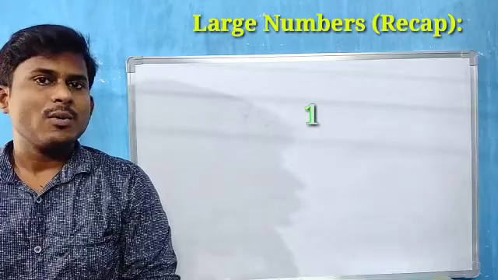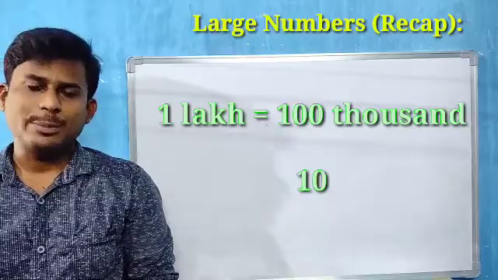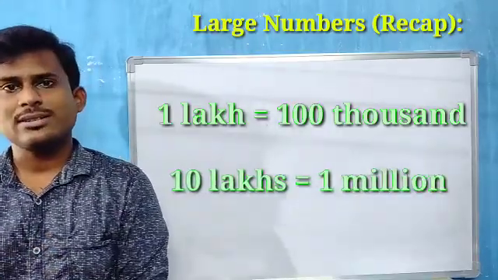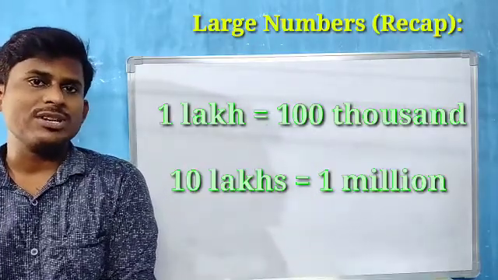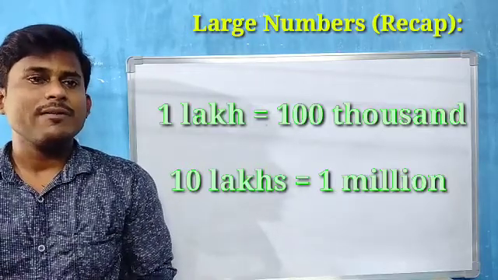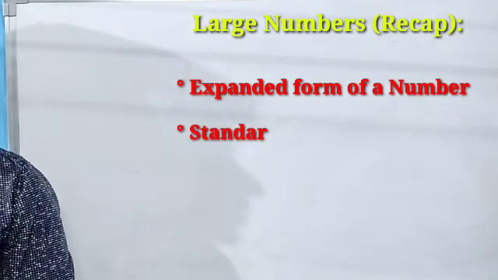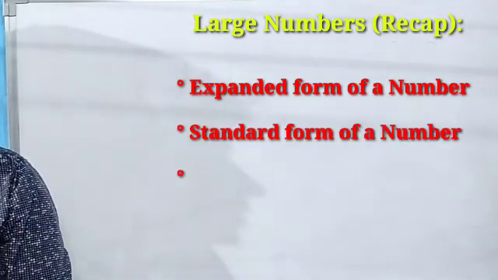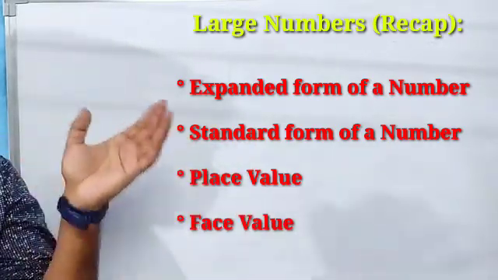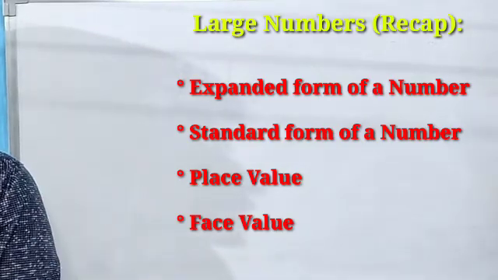Whereas 1 lakh in the Indian system is 100,000 in the international system, children. And 1 million in the international system is equal to 10 lakhs in the Indian system. This is very important, children. 1 million equals 10 lakhs. You have to remember this. After that, what did we do, children? We saw the expanded form and the standard form of a given number. After that we discussed place value and also face value. Remember one thing, children: the face value of a digit in a given number is always the digit itself.